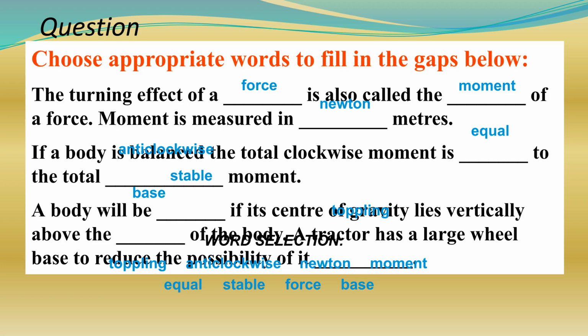If a body is balanced, the total clockwise moment is equal to the total anti-clockwise moment. A body will be stable if its center of gravity lies vertically above the base of the body. A tractor has a large wheelbase to reduce the possibility of it toppling.